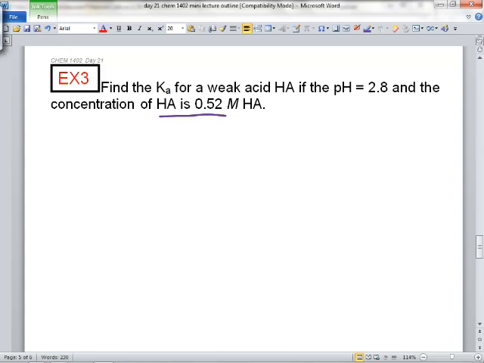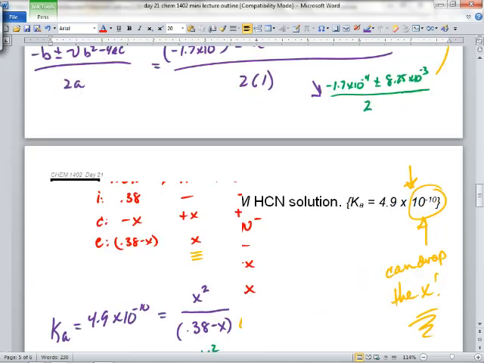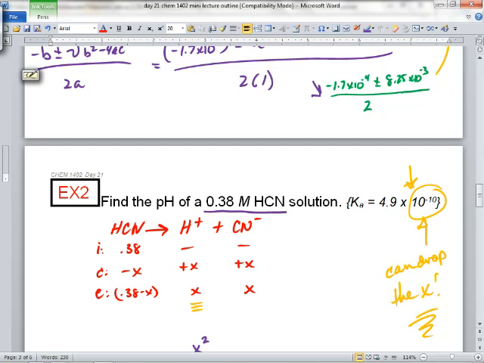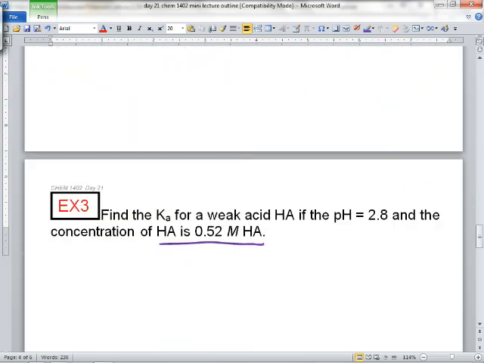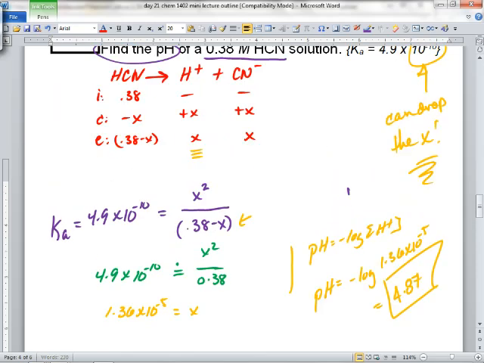See how they give us the concentration? Doesn't that look similar to this? They give us the concentration, but they wanted to know what the pH was. See, find the pH. Here, they gave us the pH. So didn't they kind of tell us the answer? Because do you remember what this pH deal is? It's right here. It was the negative log of our hydrogen ion concentration, which is our x.